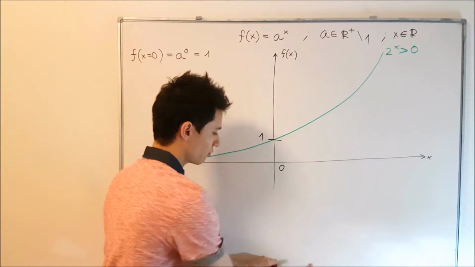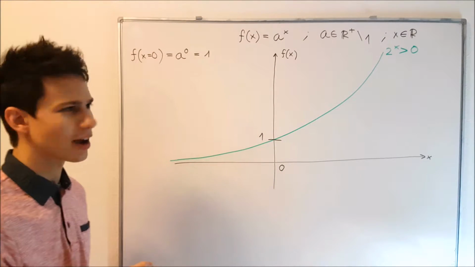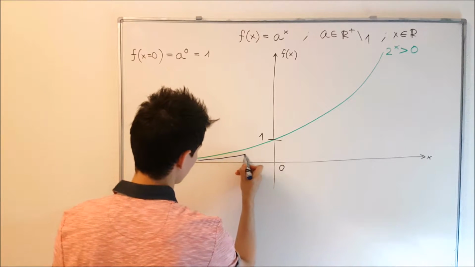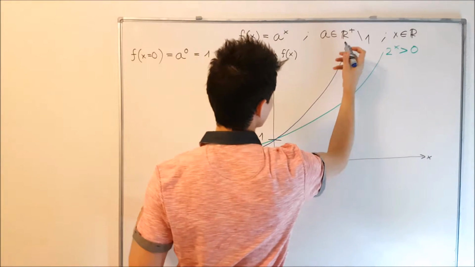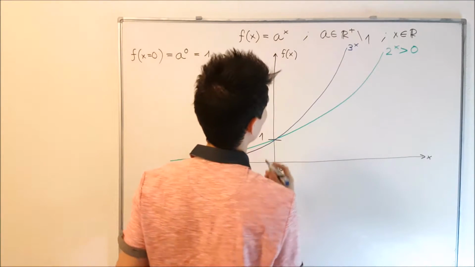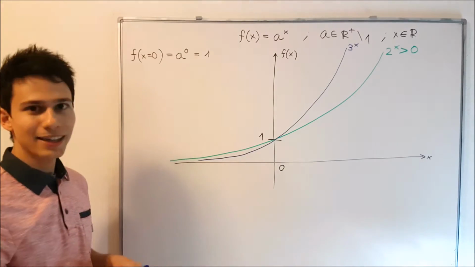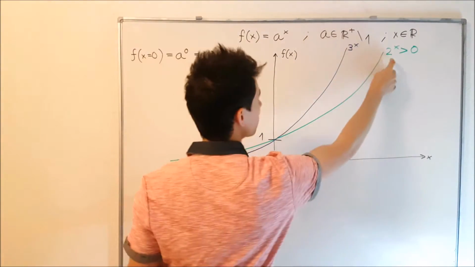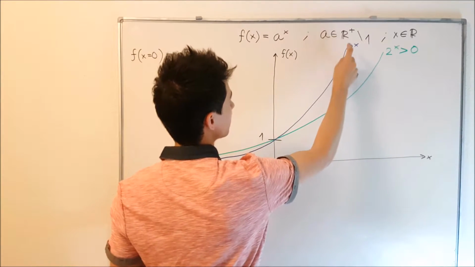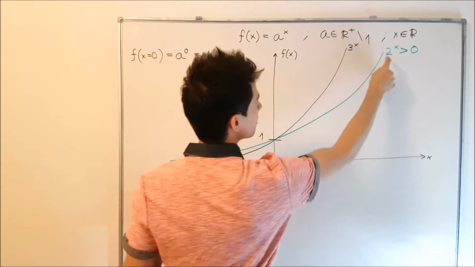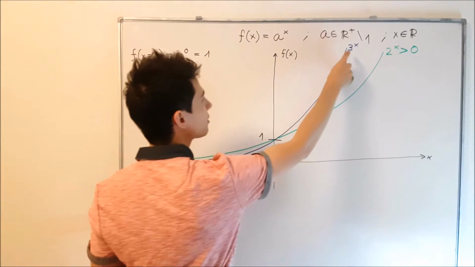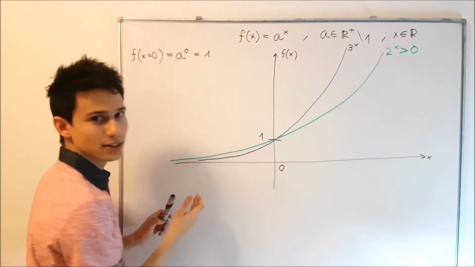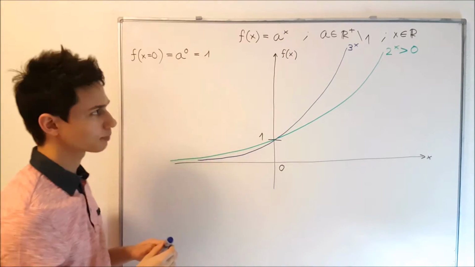Now let me graph, for example, 3 to the power x. And this function would look approximately like this. So this would be 3 to the power x. And again, this function rises, and it will rise faster than 2 to the power x because the base is greater than this base. So the greater the base, so if I would graph 4 to the power x, it would be even steeper.